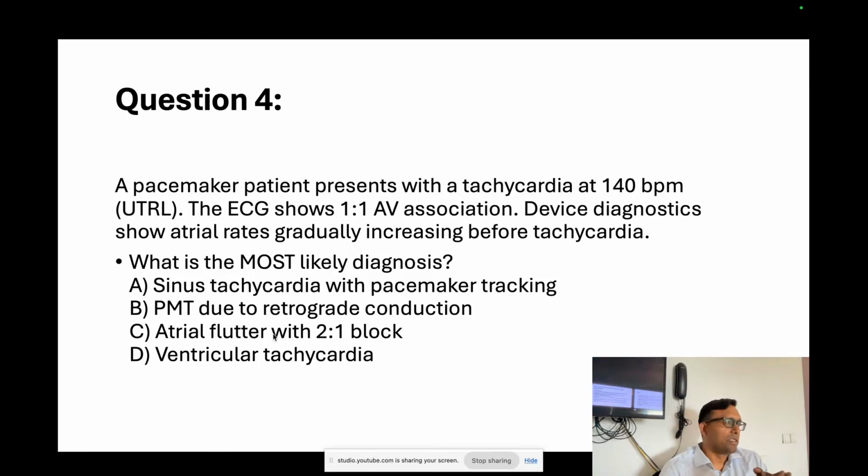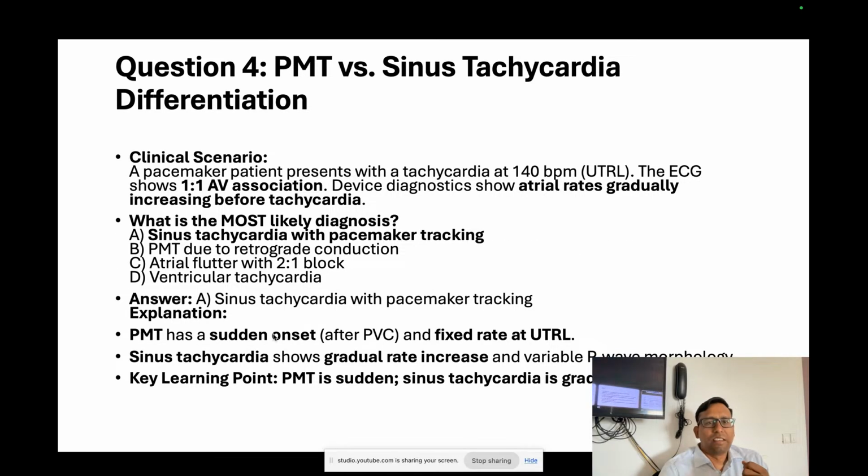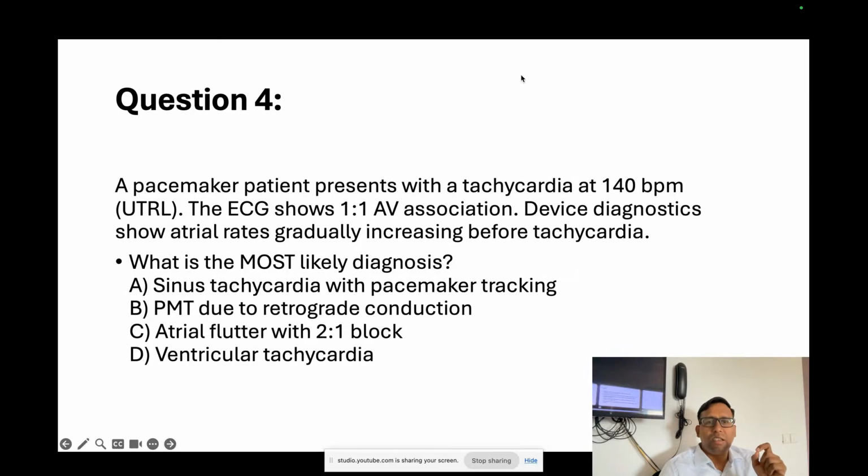What is the answer? See, the answer is there, na? Gradual. Always read the word. See, it is presenting. See, the question.